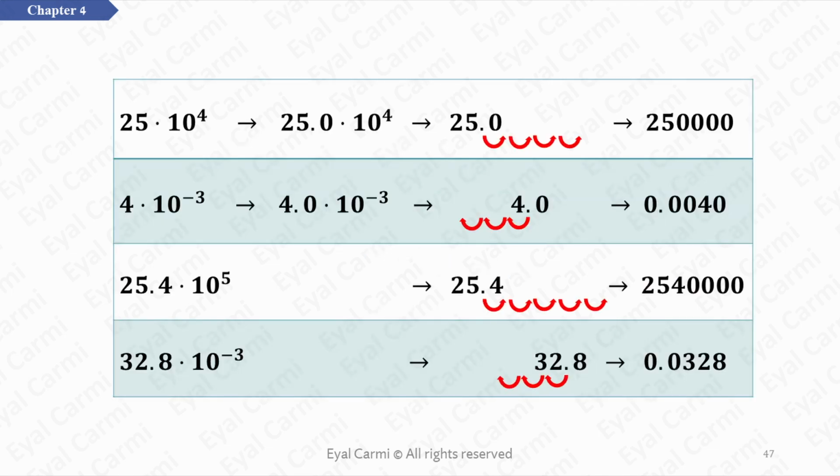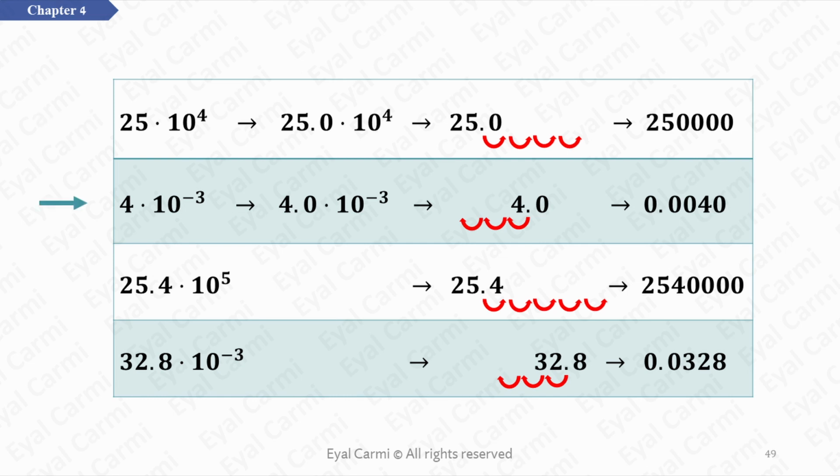Here is a table that summarizes a few examples with the complete steps to convert from scientific notation to decimal notation. Let's start with the first row. 25 times 10 to the power of 4 can be written as 25.0 times 10 to the power of 4, which is equivalent to writing 25.0 and moving the decimal point 4 steps to the right, which results in 250,000.